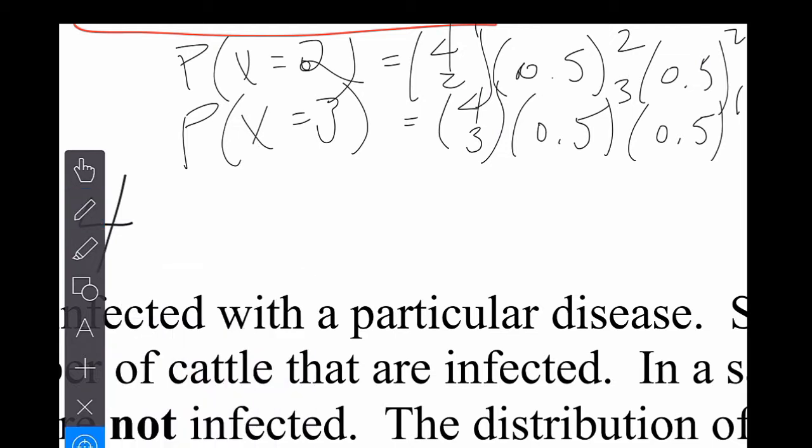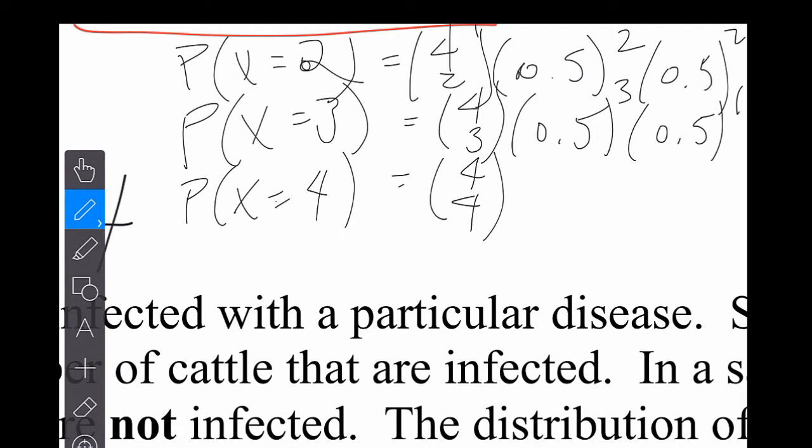Okay, so this is a different number than this one, but you see the pattern. Now for x equals 4, this is 4 choose 4. Remember, it's not a fraction and it's not a matrix. It's a symbol for 4 choose 4, the number of ways of seeing 4 things arranged out of 4.